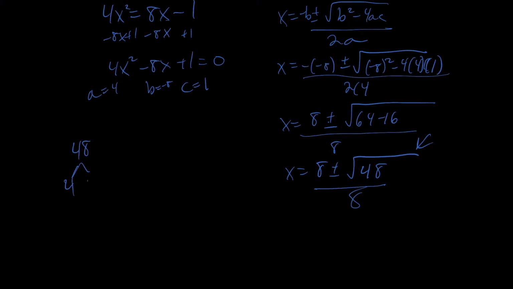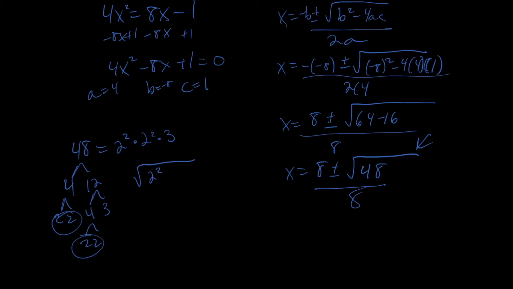48 factors into a 4 and a 12, which gives us a 4 and a 3, 2, 2, 2, 2. So there are two sets of squares in 48. So I could rewrite 48 as 2 squared times 2 squared times 3. If I take the square root of 2 squared times 2 squared times 3, remembering that square roots cancel out squares, and I could break it apart like so, I'm left with 2 times 2 the square root of 3, so 4 square root of 3.